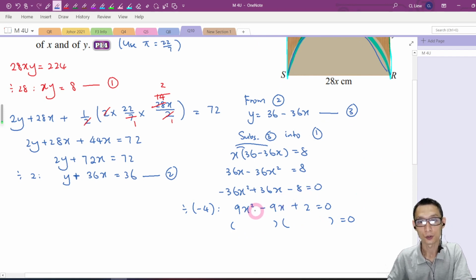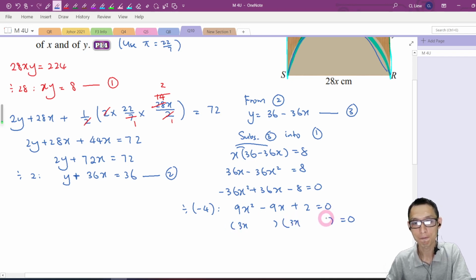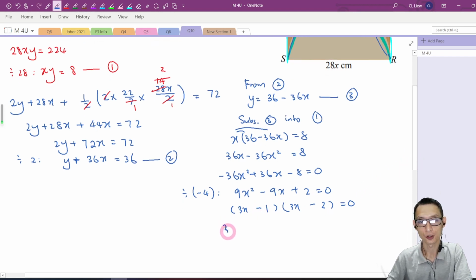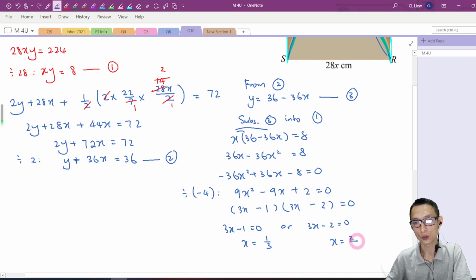Now, this you can use your calculator to help you to do the factorization, or you can just do it manually. Okay, so this is 2, 1. Let me check. Okay. So 3x minus 1 is equal to 0, or 3x minus 2 is equal to 0. So from here, I know that x is equal to 1 over 3. From here, x is equal to 2 over 3.